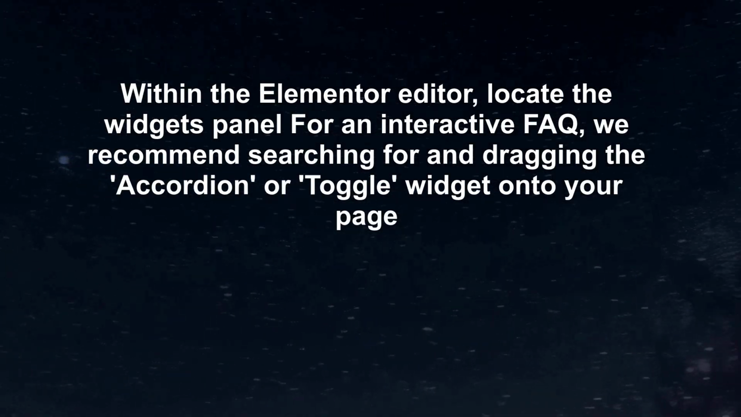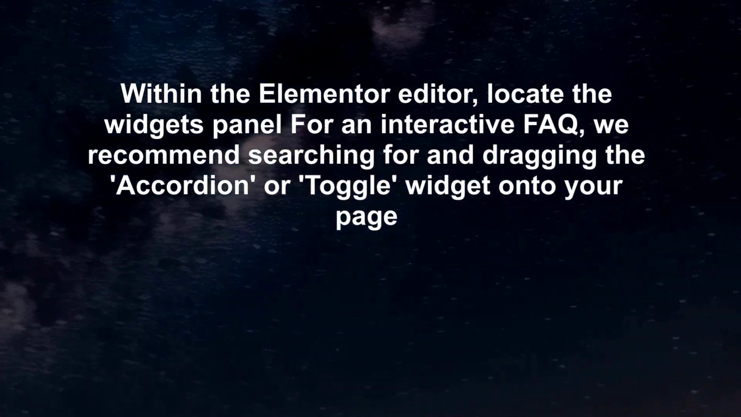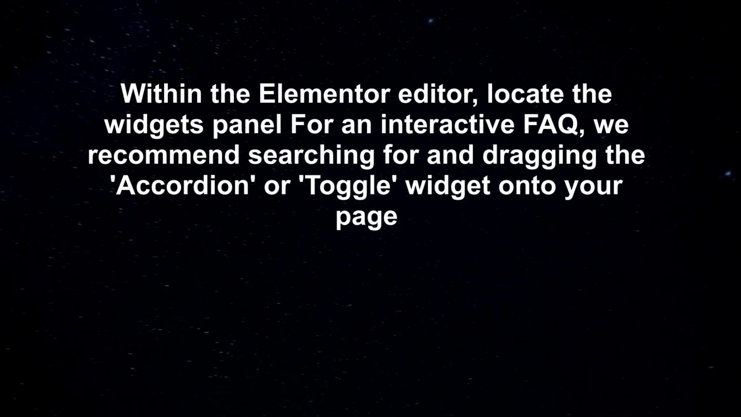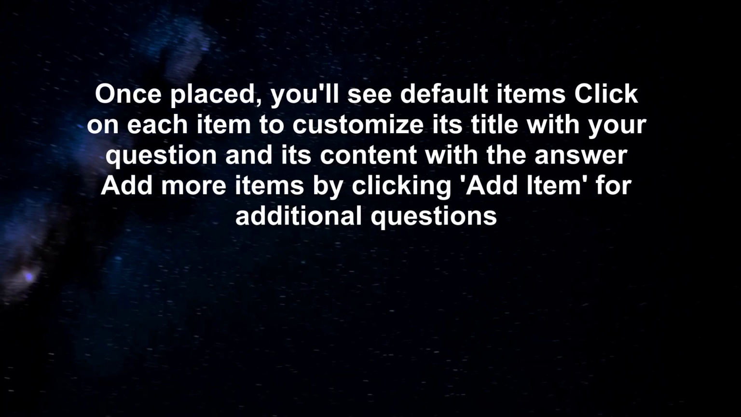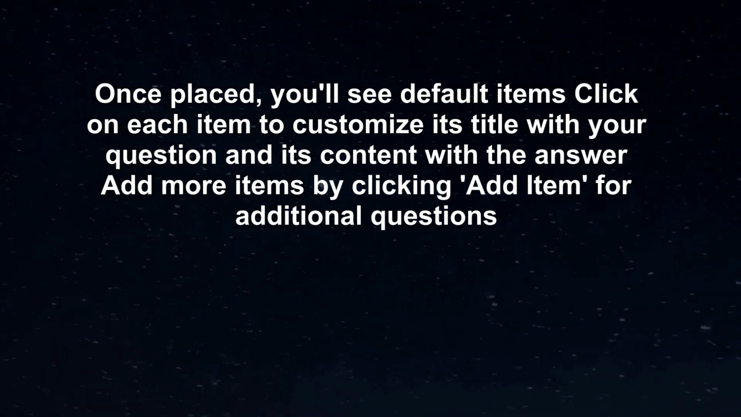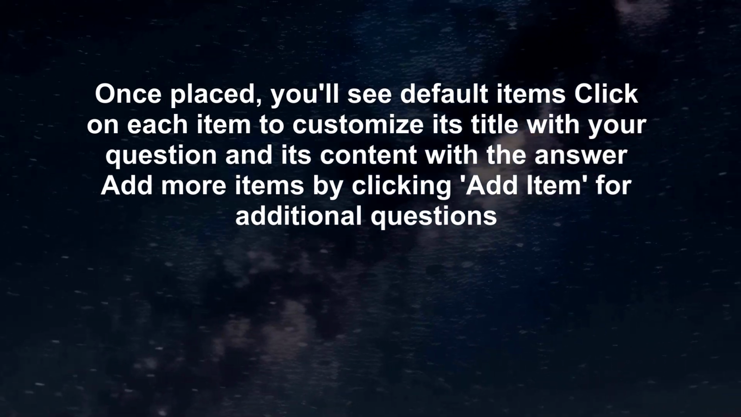Within the Elementor editor, locate the Widgets panel. For an interactive fact, we recommend searching for and dragging the Accordion or toggle widget onto your page. Once placed, you'll see default items. Click on each item to customize its title with your question and its content with the answer. Add more items by clicking Add Item for additional questions.